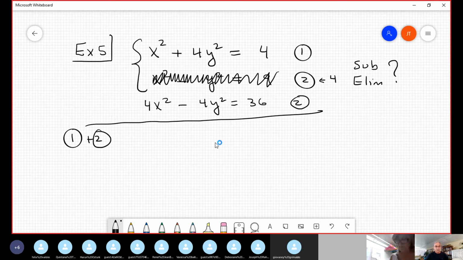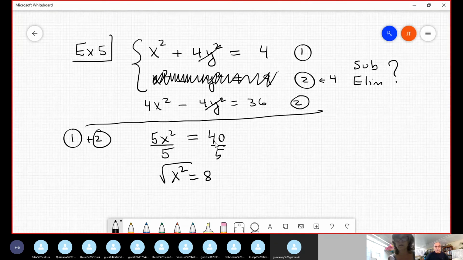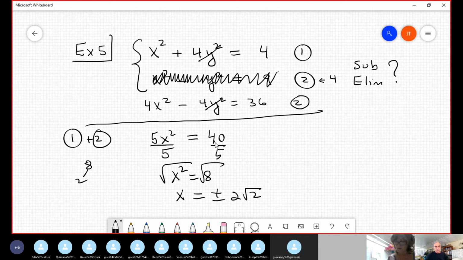This cancels, and this is 5x squared equals 40. 4 plus 36 is 40, divided by 5 is 8. Square root both sides. x is equal to plus or minus 2 radical 2, because 8 is 2 times 4, and 2 and 2: one couple of 2 represents one 2 outside the root, and the other 2 stays inside. Okay, super.